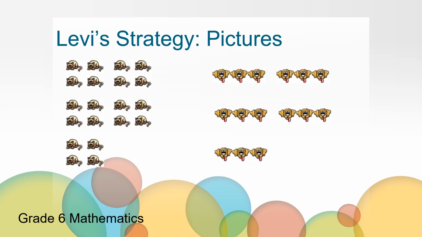Take a look at one 6th grader's strategy. Levi drew a picture, which is one strategy that mathematicians might use to solve this problem. What do you notice about the relationship of cats to dogs? What do you think would come next if he were to continue drawing this picture?